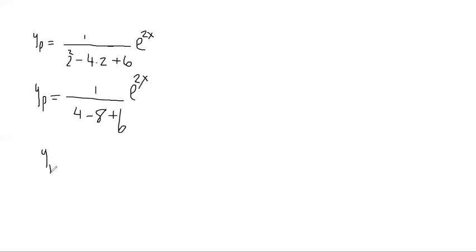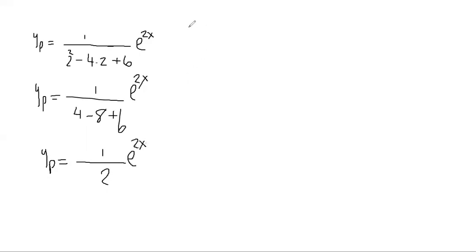So we're saying that yp is going to be equal to 1 over, so now 6 plus 4 is 10, minus 8, which is 2. So it's going to be a 2. So the final answer for yp is a half e to the 2x.